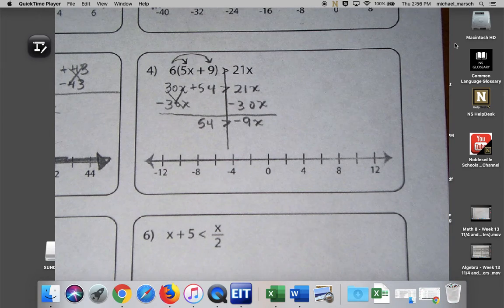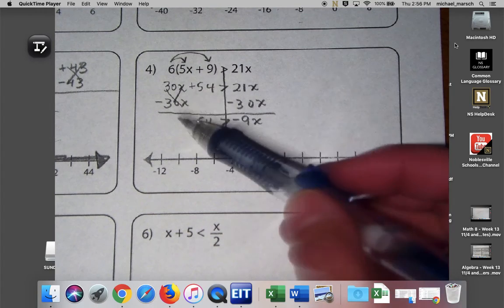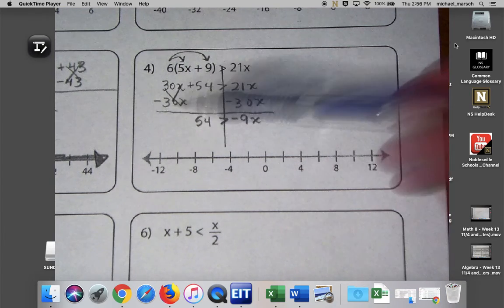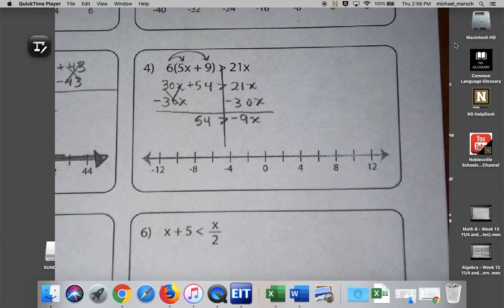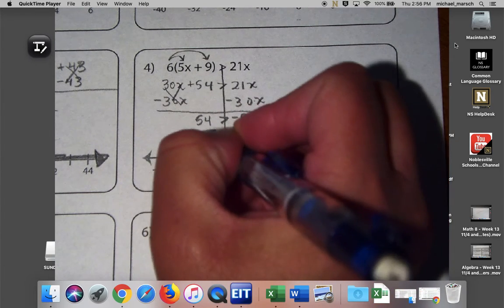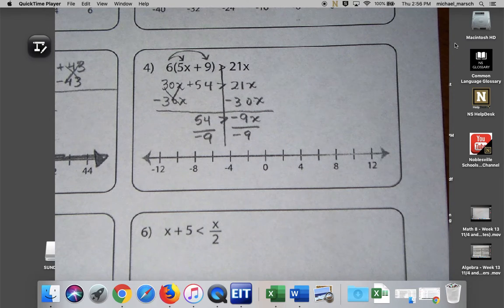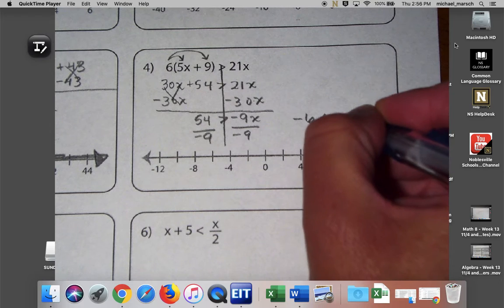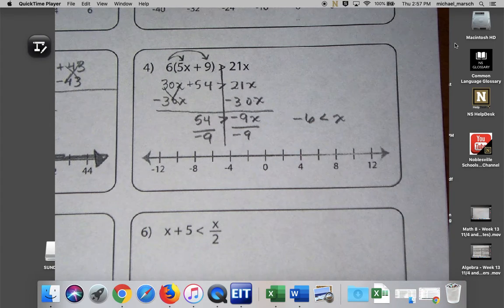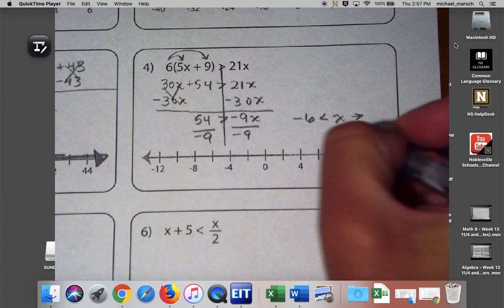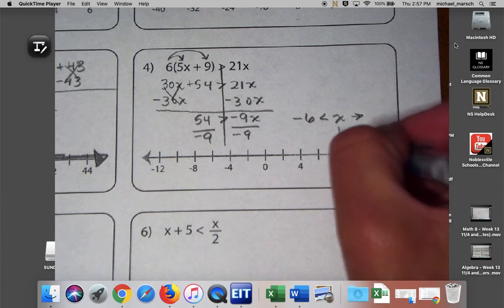Why do you put the 30 there if you know you're gonna cross it out? It's just for me to see my process. Organize, like, oh, how did I get to this? Oh, I subtracted 30 here and I subtracted 30 here. Then I'm going to divide by negative 9. Do I need to flip my sign? Yeah, sure I do. So I'm going to get negative 6 is less than x. But you all know I'm going to rewrite that as x is greater than negative 6.